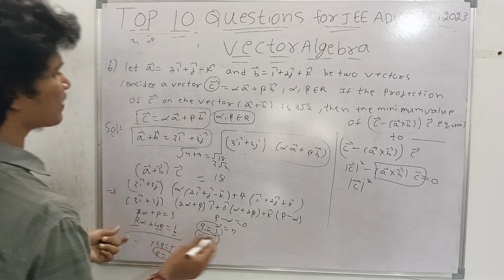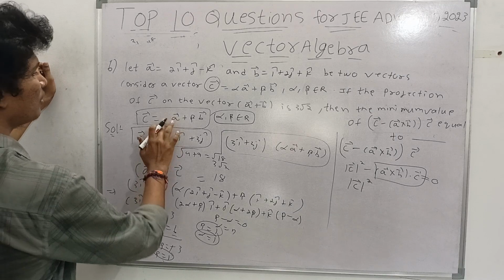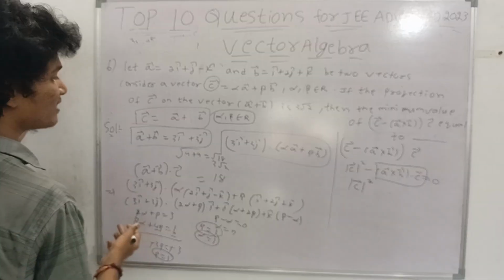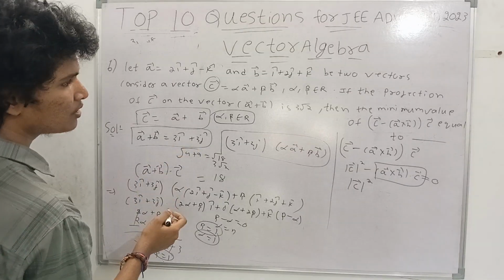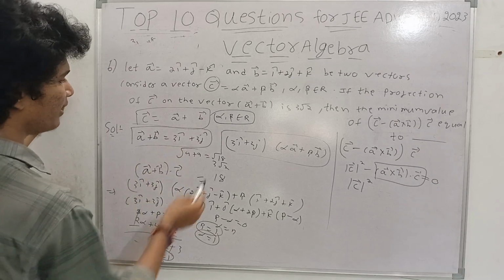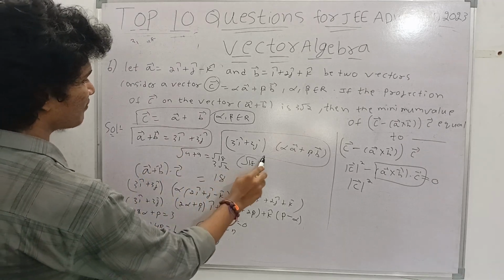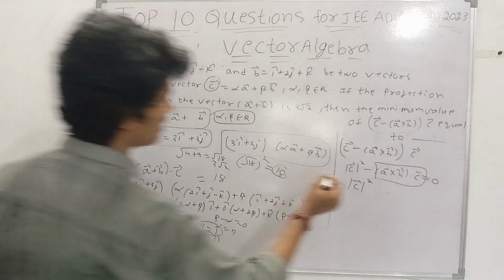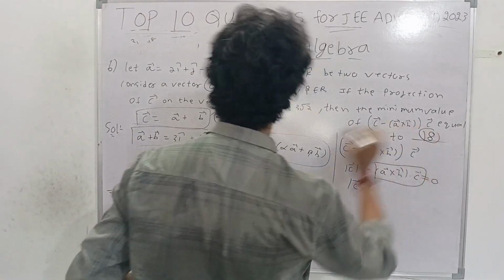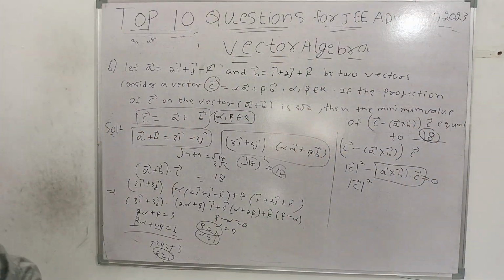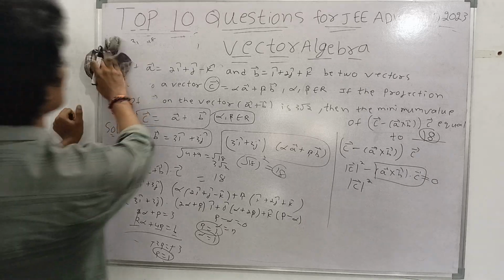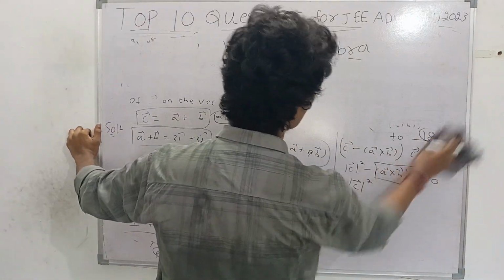So beta equals 1, alpha equals 1. Substituting in the C vector, what will you get? A plus B. What is A plus B? 3i plus 3j. So what is the value of this? It is root 18, and what is the square of this? It is 18. So the answer for this equation is 18. Like this you have to do. Sixth question completed.